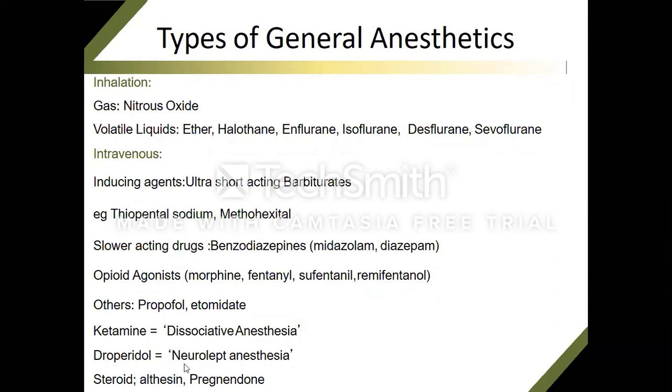That is why the anesthesia which is caused by these two drugs, ketamine and droperidol, is put into a separate category. Ketamine is put under the category of dissociative anesthesia, and droperidol is put under the category of neurolept anesthesia. So these are the various categories of the general anesthetics which are used. I hope the classification is clear.